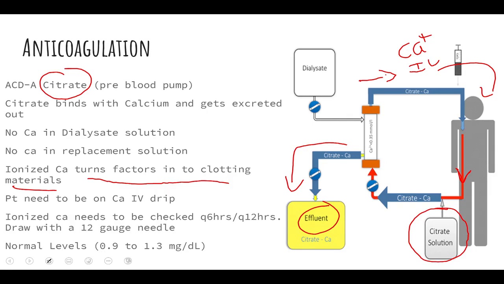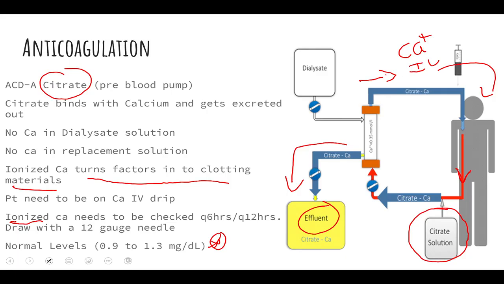Now, your normal ionized calcium is supposed to be between 0.9 and 1.3 milligrams per deciliter. This is a more conservative and more strict number. Other books might tell you between 0.8 up to 1.5. It's different, but generally we want our ionized calcium to be between 0.9 and 1.3 milligrams per deciliter.